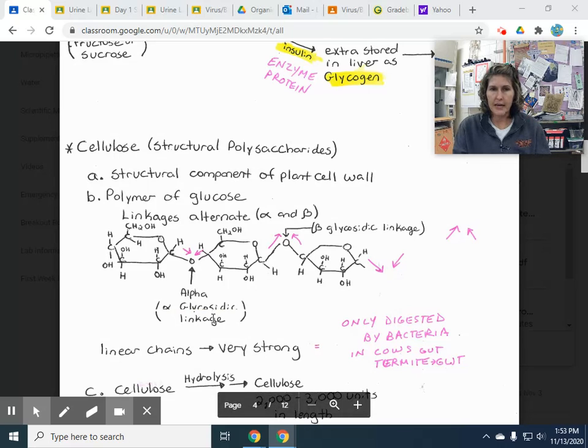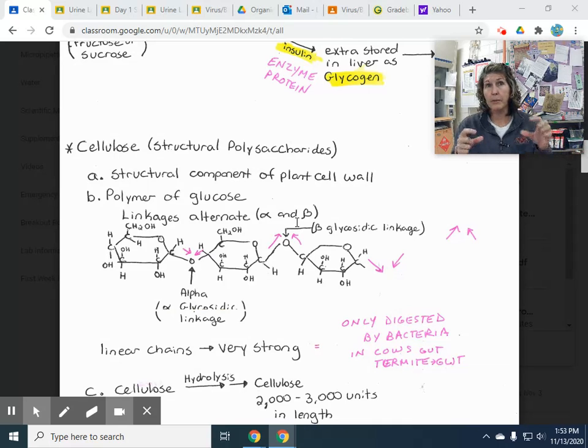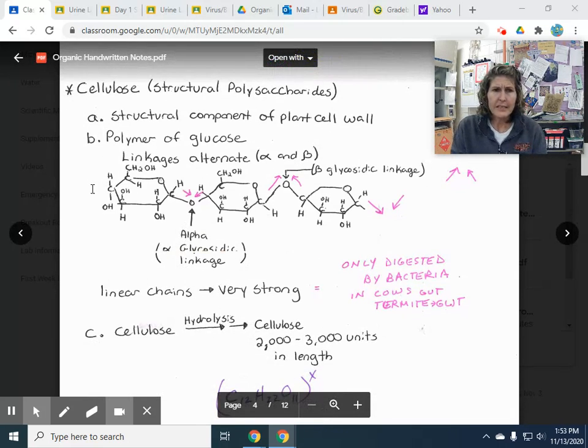Are my bonds facing down? Are my bonds facing up? That makes a difference in what molecule we're looking at. That's all. Where it looks like a bunch of rings put together, up bonds, down bonds, things like that are going to change the carbohydrate that we're looking at. These linear chains, these huge molecules, are very, very strong.